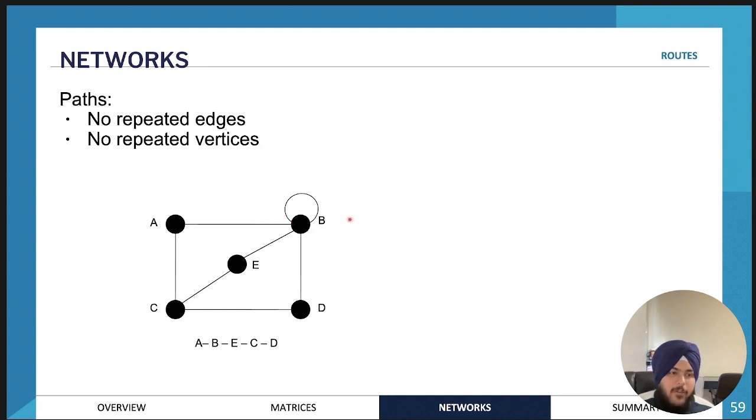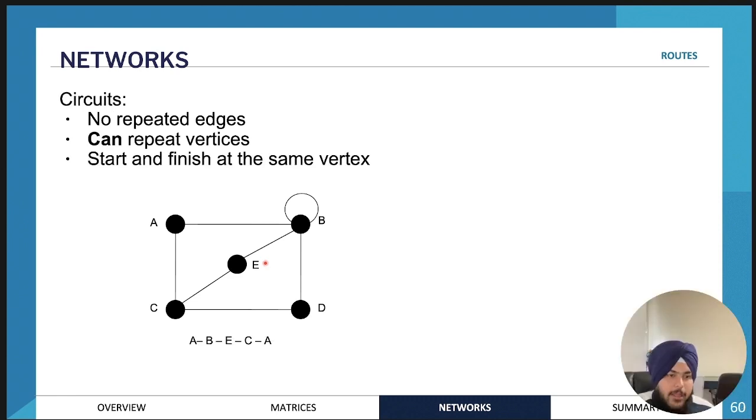And for a path, you don't actually have to visit all of the vertices. Like A, C is a path as well, or A, B, or A, C, E is also a path. So just because some people get confused between a path and something that we're going to be learning later on.